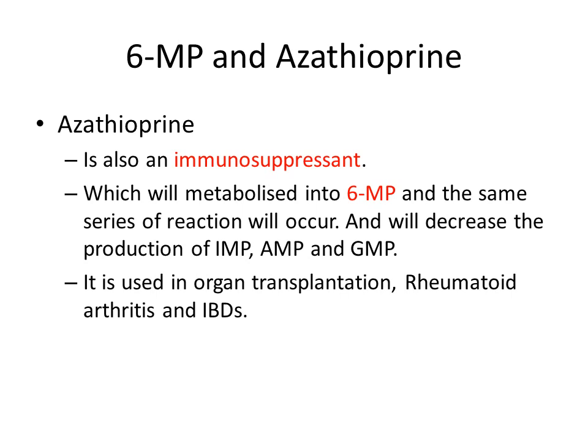The second is Azathioprine, which is also an immunosuppressant that will metabolize into 6-MP, and the same series of reactions will occur and will decrease the production of IMP, AMP and GMP also. It is used in organ transplantation, rheumatoid arthritis and inflammatory bowel diseases.